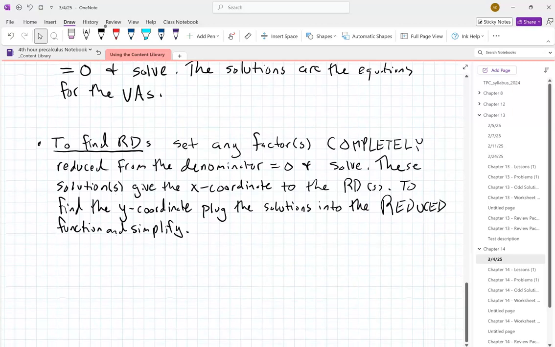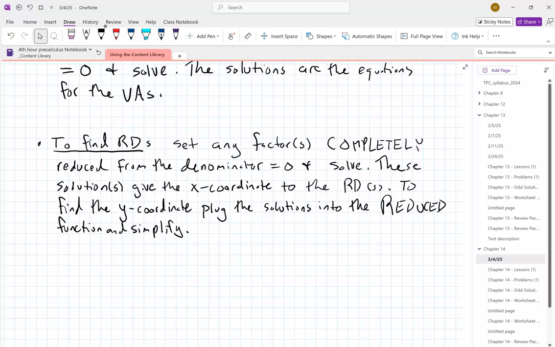So to find the removable discontinuities, we're going to set any factors completely reduced from the denominator equal to 0 and solve. These solutions give the x-coordinate to the removable discontinuities. To find the corresponding y-coordinates, we're going to plug those solutions back into the reduced function and just simplify.